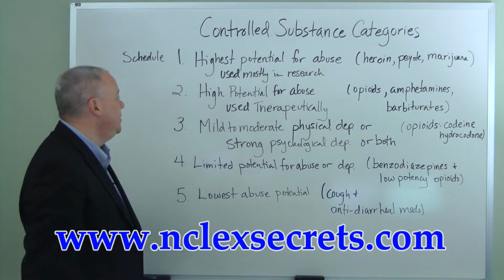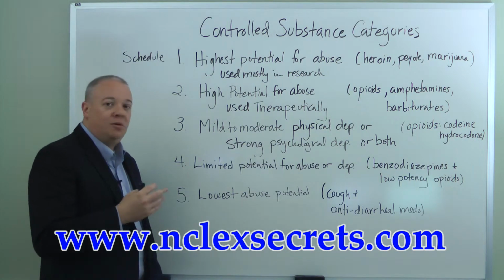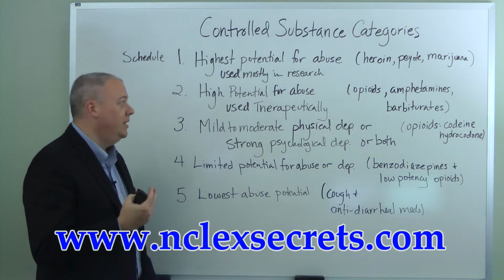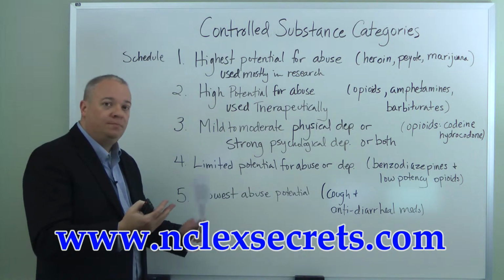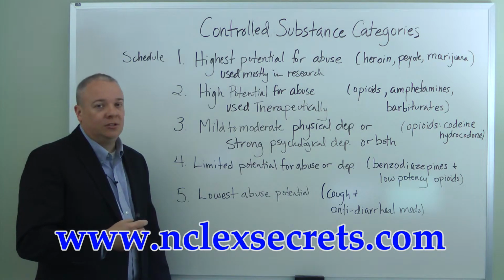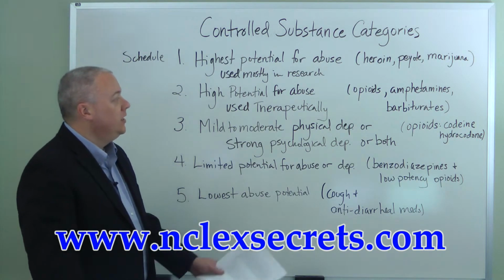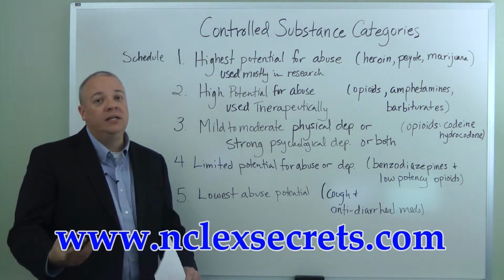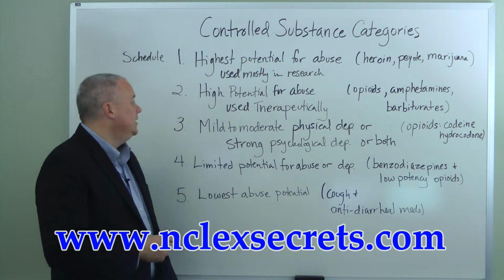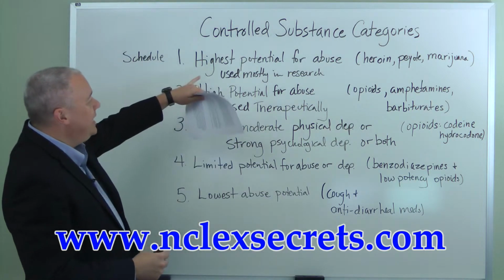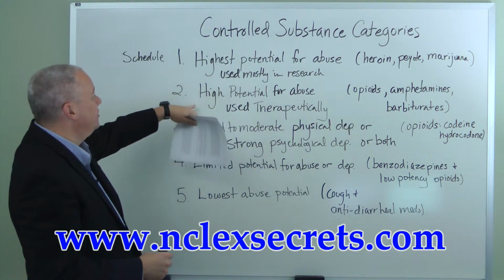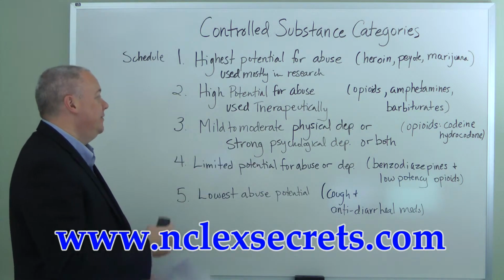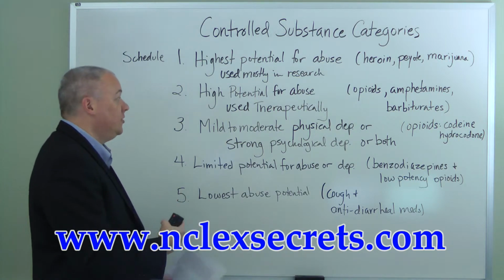Schedule 3 controlled substances have a mild to moderate physical dependence possibility or a strong psychological dependence possibility, or sometimes both. Physical and psychological dependence risk in Schedule 3. This would include opioids like codeine and hydrocodone that are often mixed with other non-opioid medications. So we've gone from the highest potential for abuse, used mostly in research, high potential for abuse used therapeutically, a mild to moderate physical dependence or strong psychological dependence, or both.